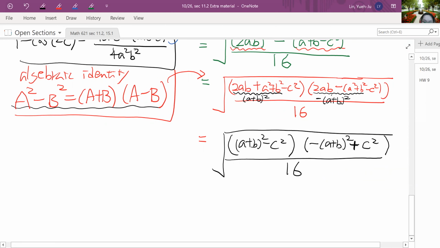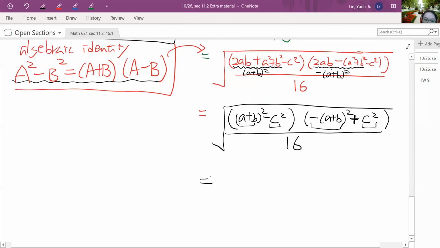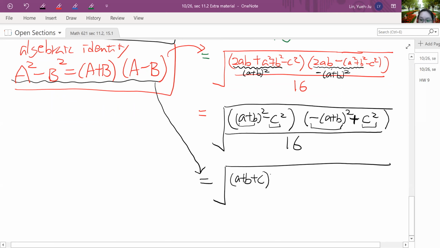Now I'm going to do this again, because now you can see I have a perfect square subtract another perfect square, and a perfect square subtract another perfect square. So I'm going to redo it again. Now this becomes a plus b plus c times a plus b minus c. So I essentially break the product into more products. And this is the first one.